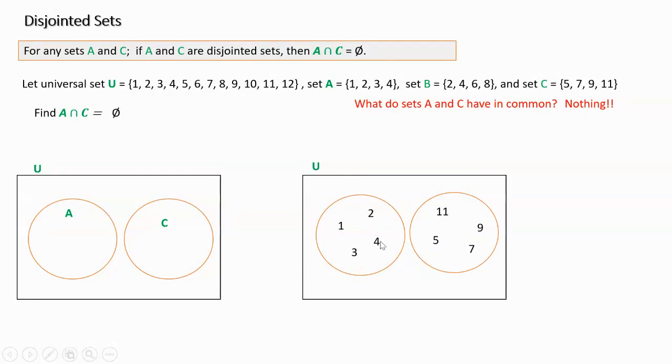We have 1, 2, 3, 4, 5. The 6 is missing. There's 7 with the 8. We got the 9. The 10 is missing. We got the 11, and the 12 is missing, so it's going to go on the outside. So this is how you represent the situation here. Okay, that A intersects C in a Venn diagram.